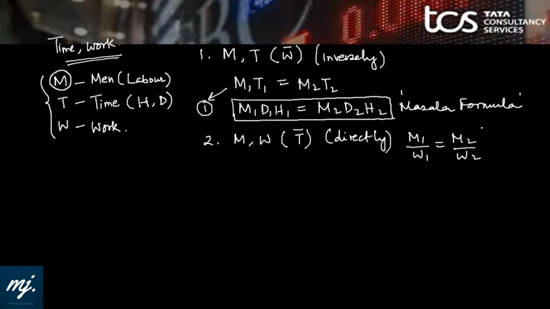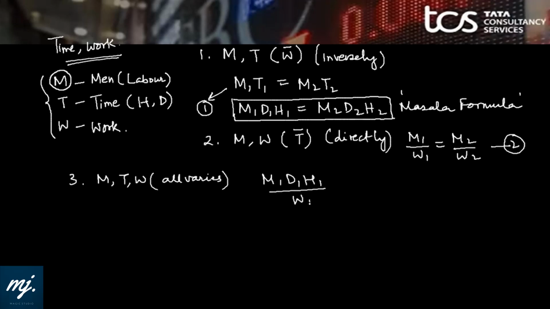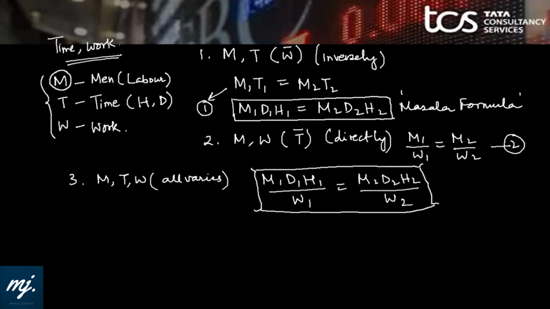Now using the concept of joint variation, if I use these two equations together, and take all three variables where all vary, we get the expanded version of the masala formula. That would be M1 D1 H1 by W1 equals M2 D2 H2 by W2. And this becomes our new masala concept, which we shall be using. Here all three variables M, T and W vary.